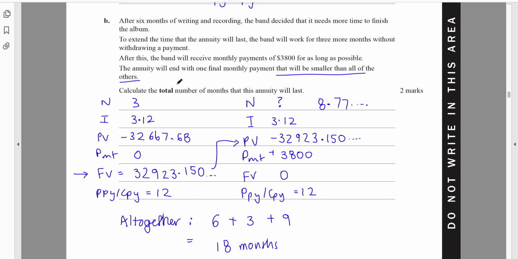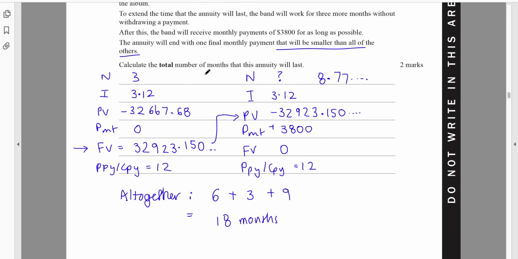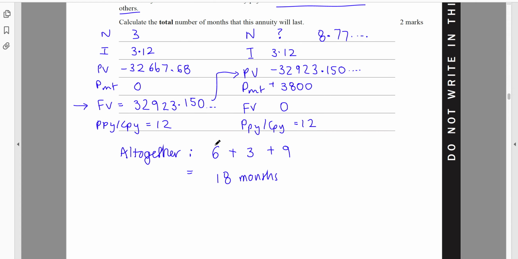They've told us that. So altogether, we want to know the total months. We had the 6 months to begin with. We had the 3 months when no payments were being taken out, and we have 9 payments in this last portion, 8 full ones and 1 smaller one. So altogether, we have 18 months worth of payments, or some of them weren't payments, of course, but 18 months from the beginning of this situation to the end when there's no money remaining.